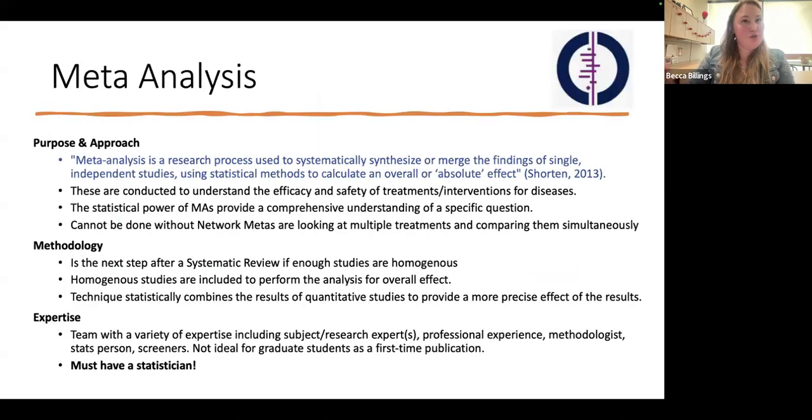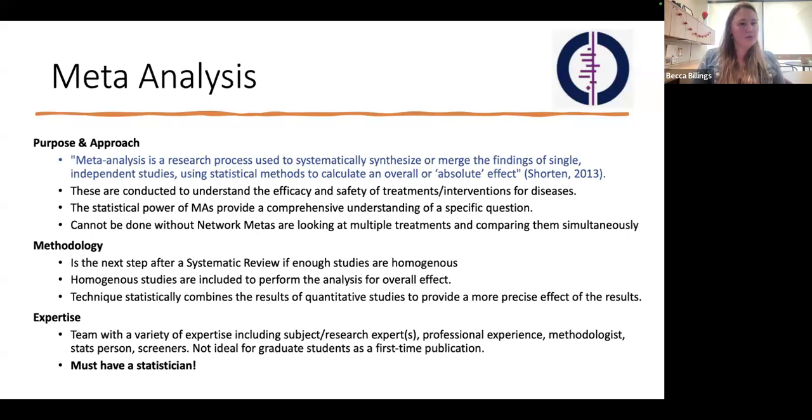All right, so two more. The meta-analysis, and last we'll end with the umbrella review. The meta-analysis is a research process used to systematically synthesize or merge findings of single independent studies using statistical methods to calculate an overall or absolute effect. So from the librarian's perspective, our role doesn't change whether we're doing a systematic review or meta-analysis or rapid review. The search is going to be very much the same.